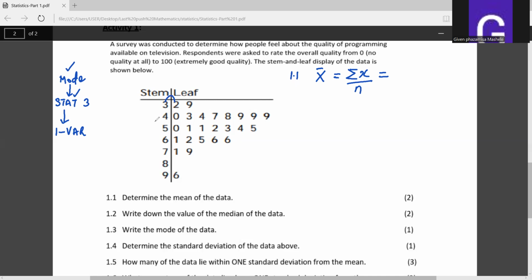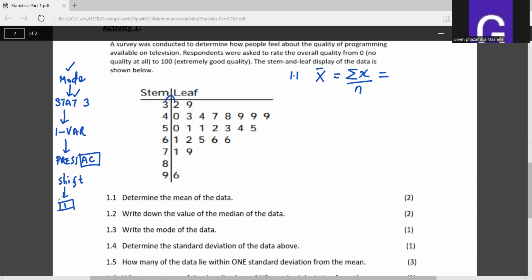After you have entered all the values in your calculator, you have to press AC. You just press AC button. If you press the AC button, it will clear the screen. Then after doing that, you press Shift, and after pressing Shift, you simultaneously press 1, because on the button for 1 there is a part for statistics.